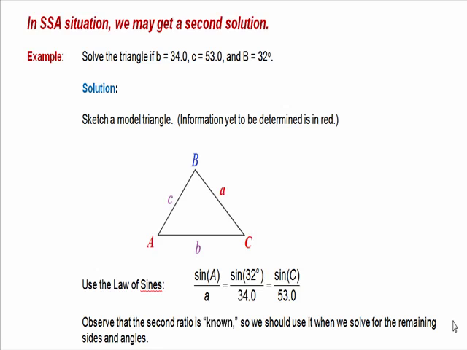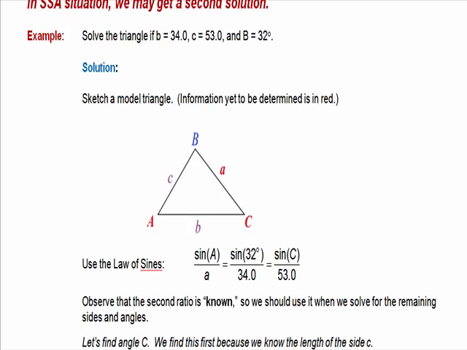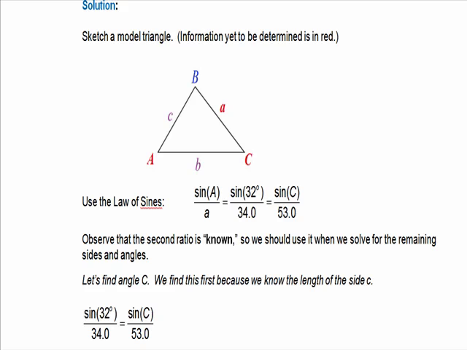Suppose we have side B is 34, side C is 53, and angle B is 32. So if I see that here, sketch the model triangle, and once again, I labeled in red the items that I don't know, and I set up the ratios based upon what I have. So what I have here is sine of A over A, I don't know either of those, equals sine of 32 degrees over 34, there's my matched set, equals sine of angle C over 53.